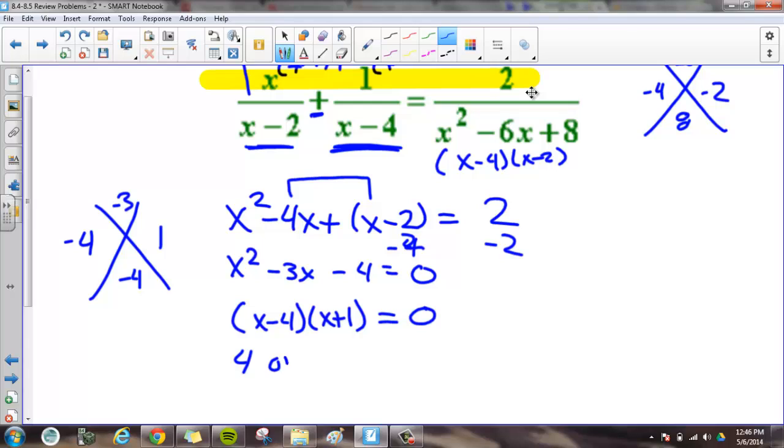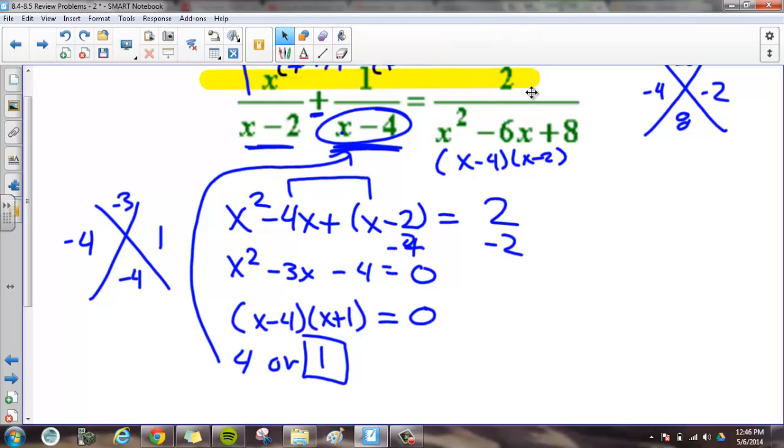So I got x minus 4, x plus 1 as my possible solutions. That's equal to 0. So my two solutions could be 4 or 1. Let's take a look. Oh, check this out. 4 can't be a solution because that makes this 0. So the only possible solution would be 1 on this one.